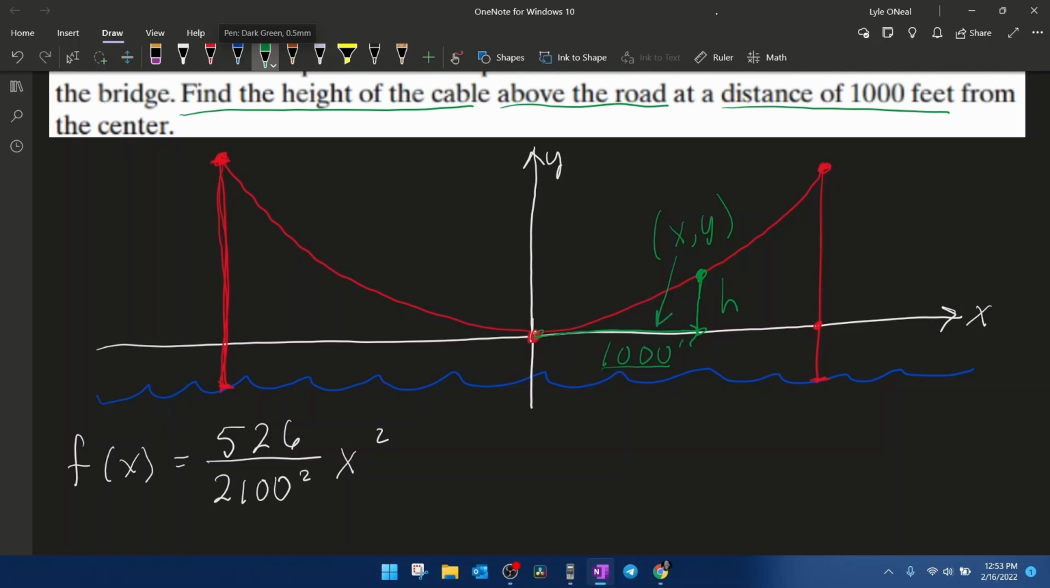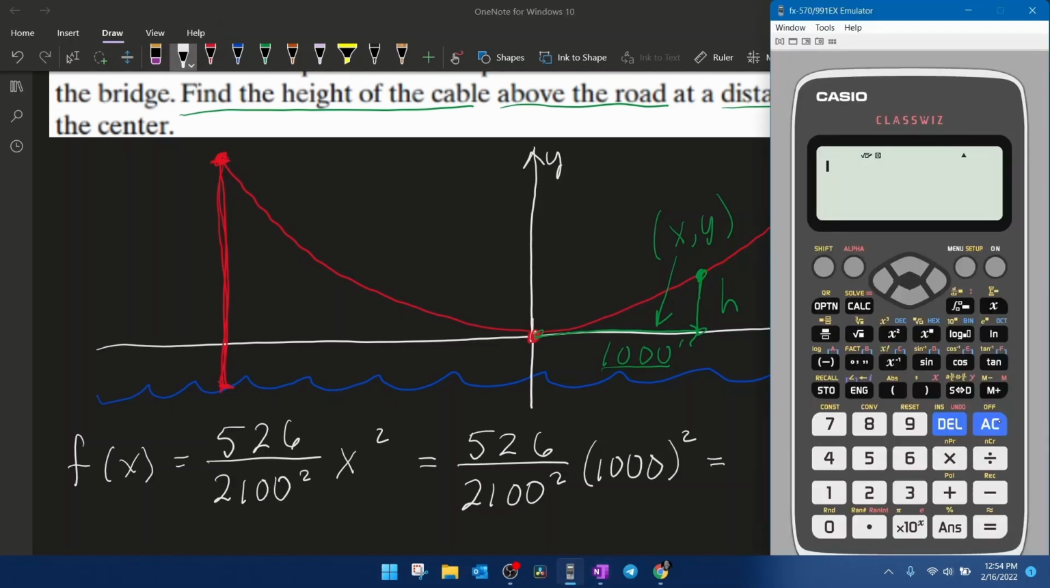Given that x is 1,000, we're going to replace x with 1,000 and calculate the height. So that's going to give us 526 over 2100 squared times 1,000 squared. And we're going to calculate that with our handy dandy calculator. 526 over 2100 squared times, now you can either do times or you can do parentheses, either way is fine, 1,000 squared is, and let's go ahead and round that to the nearest whole number.